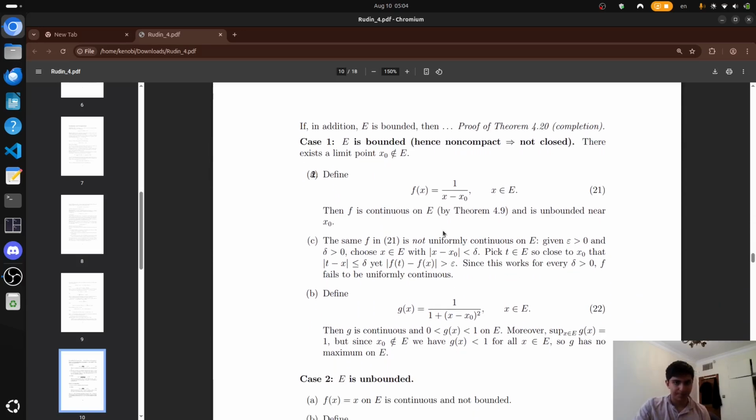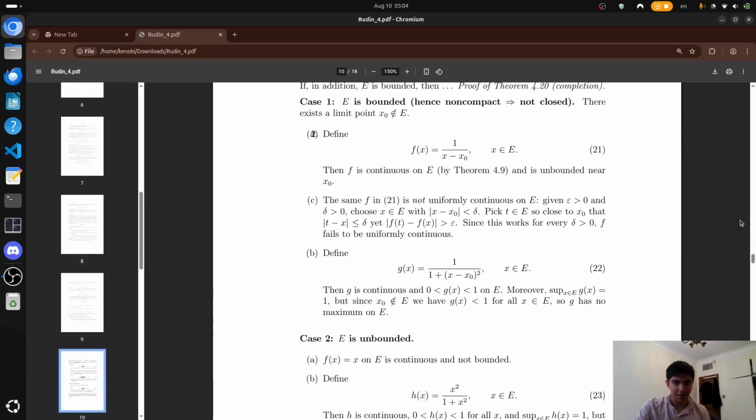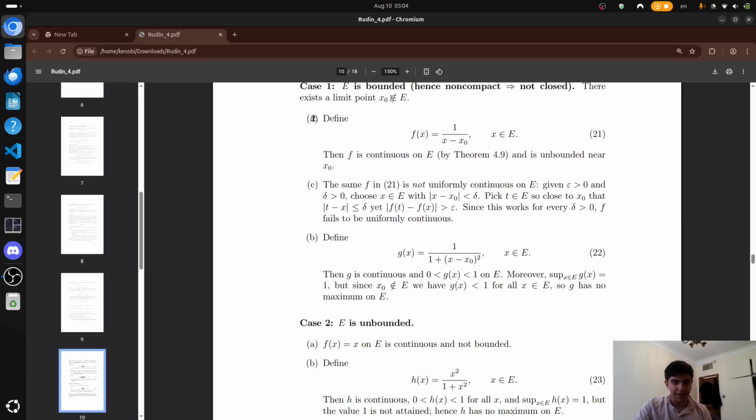Basically, for case 1, we have E is bounded, hence non-compact. It's non-compact and it's bounded. So we know that bounded and closed is compact. If it's bounded, that means it must not be closed. There exists a limit point x naught not in E, because E doesn't contain all of its limit points, because it's not closed. We define the following function: f of x equals 1 over x minus x naught. Then f is continuous on E by theorem 4.9.